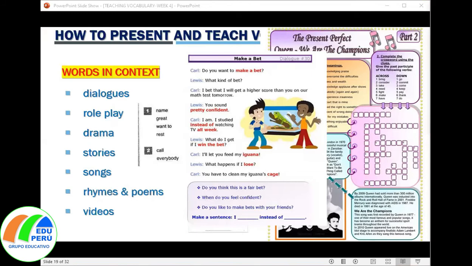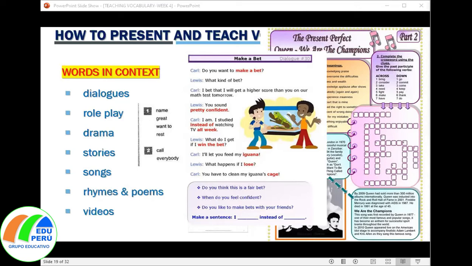So notice here, this teacher is presenting this vocabulary, but inside a conversation, inside a dialogue. And then notice the second part. Do you think this is a fair bet? When do you feel confident? Do you like to make bets with your friends? And then they are going to produce something. In this case, very simple. Make a sentence, I instead of. Notice all the vocabulary that is presented in the dialogue, in the conversation, is reinforced in the questions and the sentence that they are going to produce.